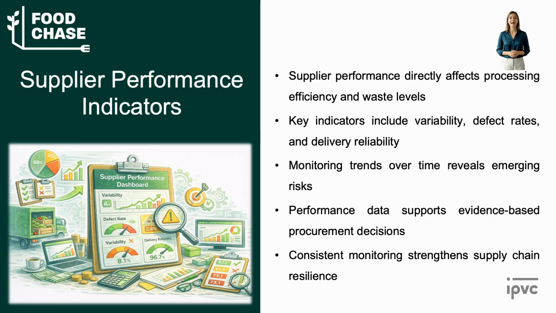Supplier performance has a direct impact on waste generation during processing. Variability in quality, defects, or unreliable deliveries often translate into production losses. By tracking key performance indicators over time, companies can identify emerging risks early. This data-driven monitoring supports informed procurement decisions and helps strengthen the resilience of the supply chain.